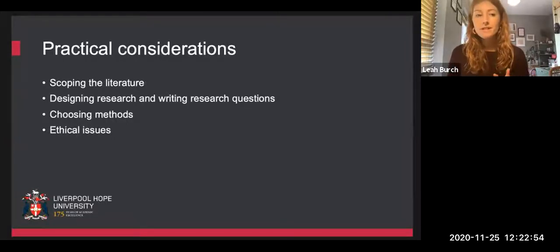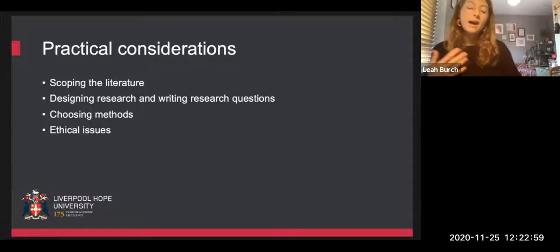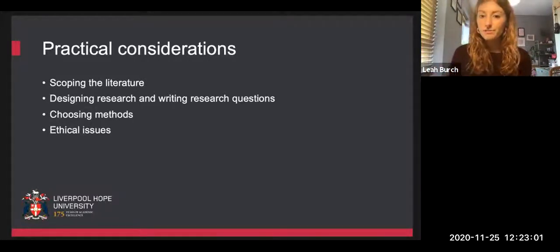Some practical considerations to think about: scoping out the literature. So having thought about the purpose of research and the different approaches to doing research, it's then obviously really important to think about what your research is going to be doing. And to be able to identify the role of our own research, it's really important that we scope out what we know already. So what research has already been done in the particular area that we're interested in, and what kind of questions does that research raise?